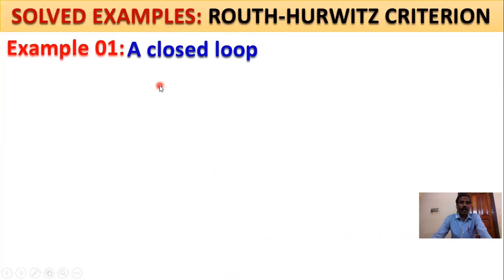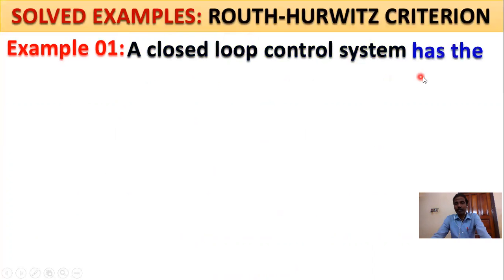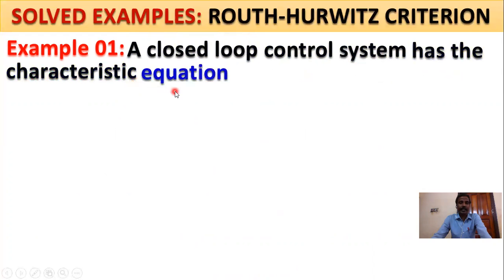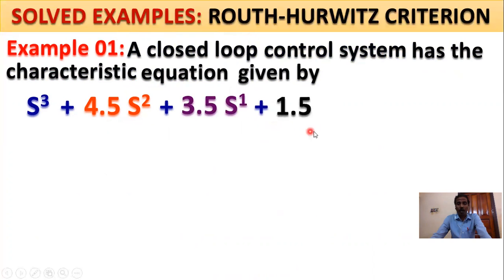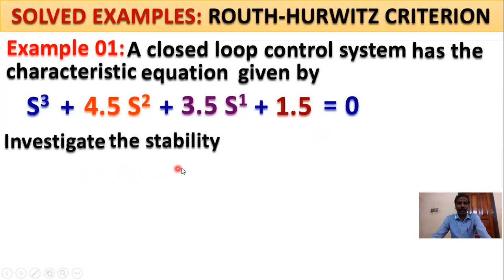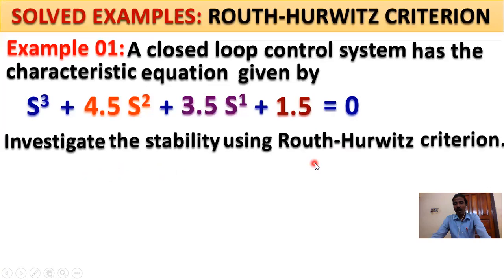Example 1. A closed loop control system has the characteristic equation given by s cube plus 4.5 s square plus 3.5 s to the power 1 plus 1.5 equals to 0. Investigate the stability using Routh Hurwitz Criterion. This is the third order polynomial equation. Determine the stability by using Routh Hurwitz Criterion.